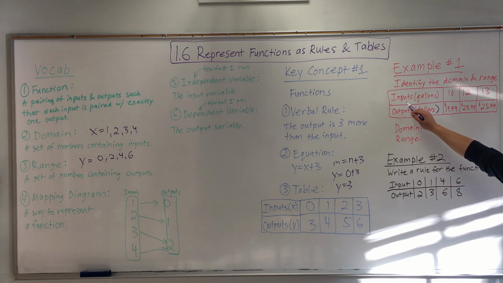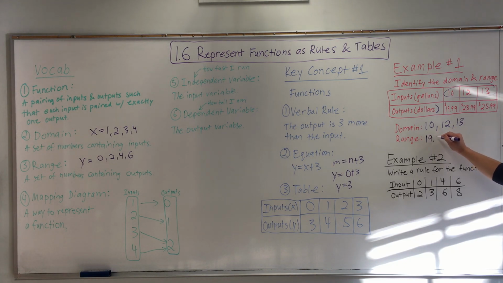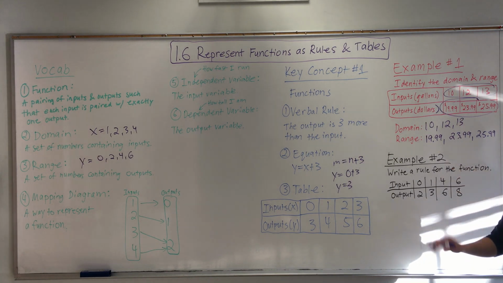So what do we know? They gave us the inputs, so they basically gave us the domain. The domain would be 10, 12, and 13. And outputs are the same thing as range, so they gave us the outputs again. What are the outputs in this case? It's 19.99, 23.99, and 25.99. Those are the outputs. So this one's pretty easy. The first one's domain, inputs; range is outputs. Simple? Okay.